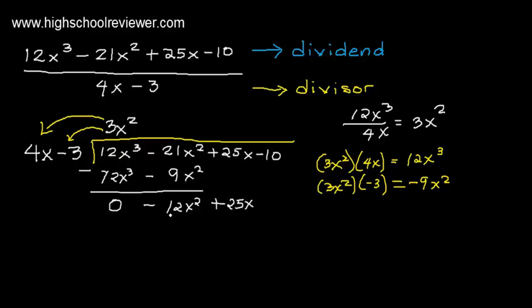Afterwards, we are going to divide again. Negative 12x squared by 4x. So dividing, we will have negative 12x squared.